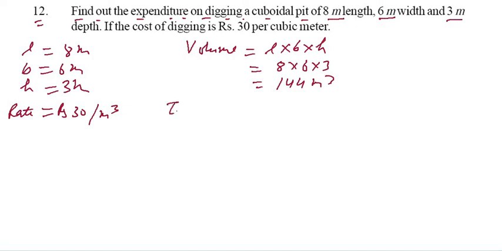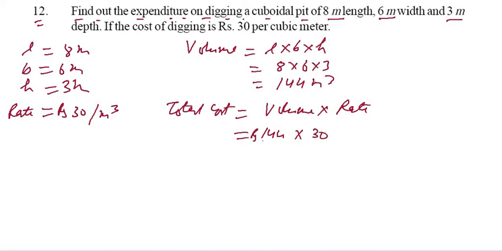Now total cost, that is volume into rate. So volume is given as 144 into rate is 30. So we can say it is rupees, you can multiply into 30. So it becomes rupees 4320, and that will be your answer.